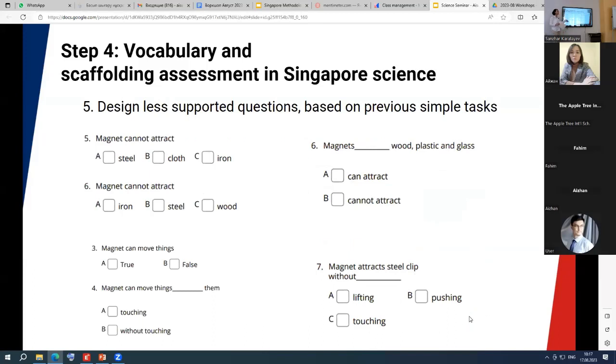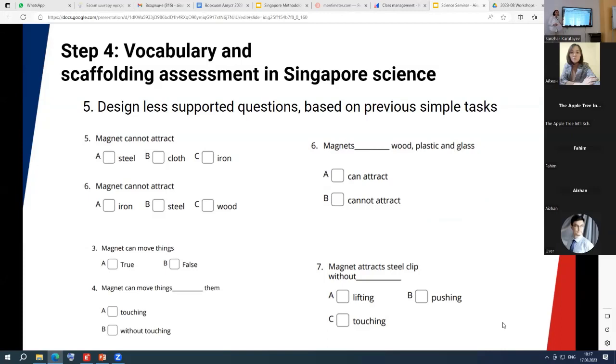And then you design less supported questions. Magnets cannot attract... so we join clothes, wood. So a magnet can attract wood, plastic, glass, so the other materials, but not iron and steel. Okay, so this is how I make less support.